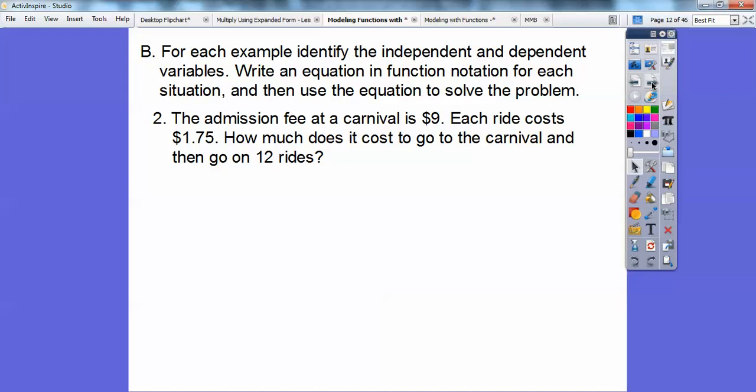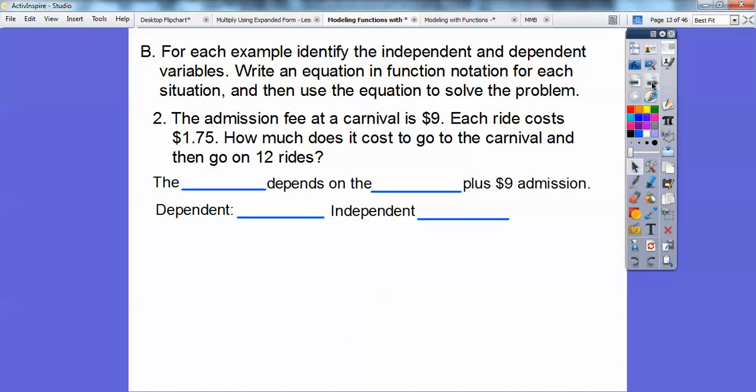Okay, so which one depends on which one? The total cost is going to depend on, we already paid the $9 admission, so here's my plus $9, and then it's $1.75 for each ride, so it depends on the number of rides. So the dependent variable is your total cost for the night, and the independent variable is how many rides. How I think of this, the total cost totally depends on how many rides you're going to go on. So the total cost is your dependent, and the other one's got to be your independent.